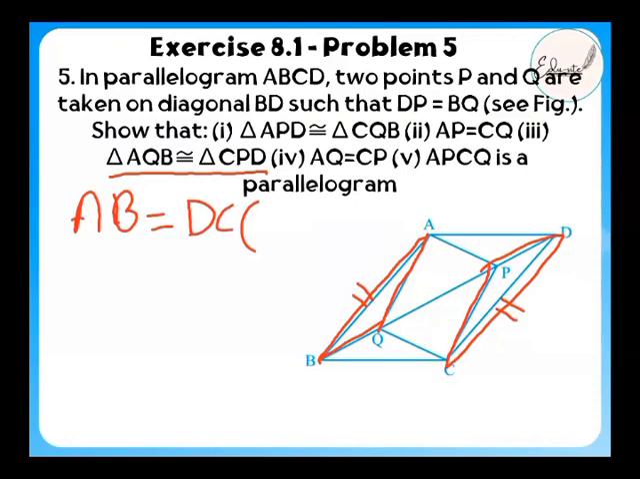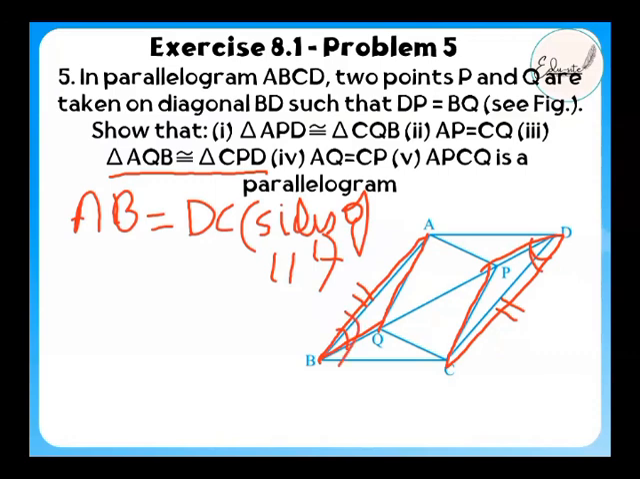This is the first thing. This is what do we say? Sides of a parallelogram. Correct? The next thing. What is the next thing, beta? Can we not use the alternate angles? We can use the alternate angles. Excellent. We can use this angle ABQ and PDC.